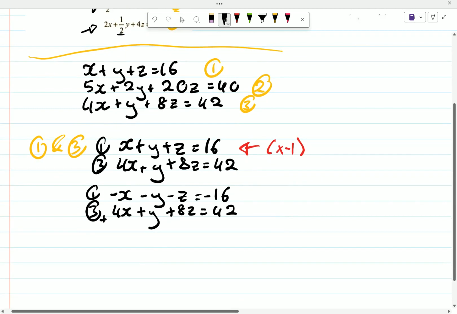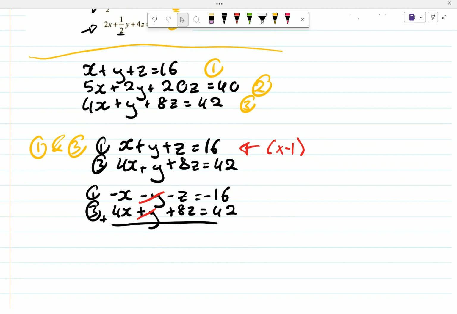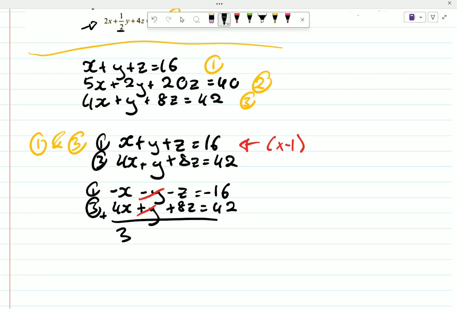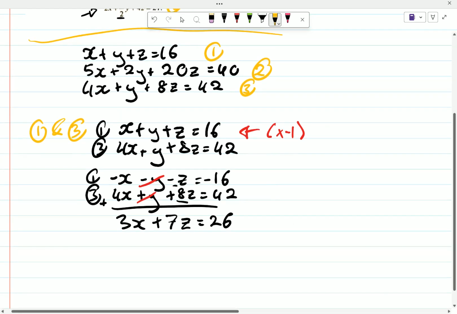So basically now what we're doing is adding the two equations together. We do that because when we add those two together, the minus y is just going to cancel out with the y. That y is gone from our equations, and we only have two variables then to work with, x and z. So 4 minus x is 3x. 8 minus 1z is equal to 7z. And 42 minus 16 is 26. So this is what you would call equation 4.